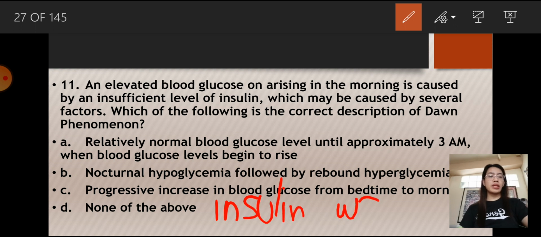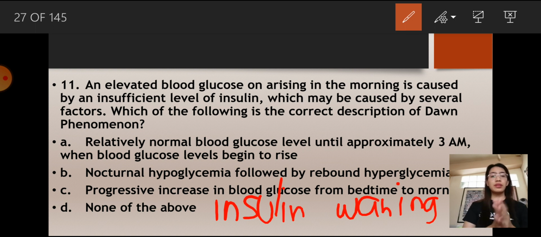Insulin waning theory. Okay? So, again, when we speak about morning hyperglycemia in patients suffering from DM, we have three possible explanations. One is your dawn phenomenon, second is your Somogyi effect, and the third one is your insulin waning. Okay? So, ang dawn phenomenon, tumaas ang blood sugar mo kasi lumalabas ang growth hormone ng madaling araw. Ang letter B naman, ang Somogyi effect, kaya mataas ang blood sugar mo kasi nung umaga, na hypoglycemic, lumabas si glucagon, nagkaroon naman ng rebound hyperglycemia.